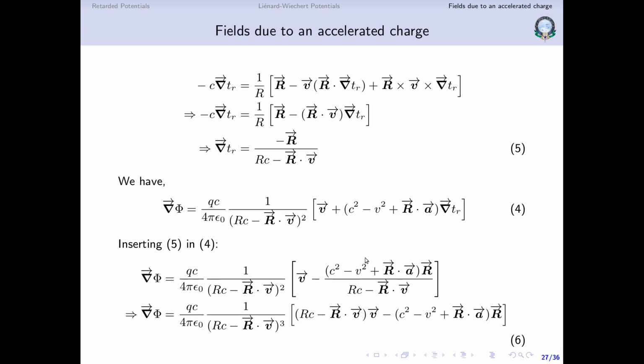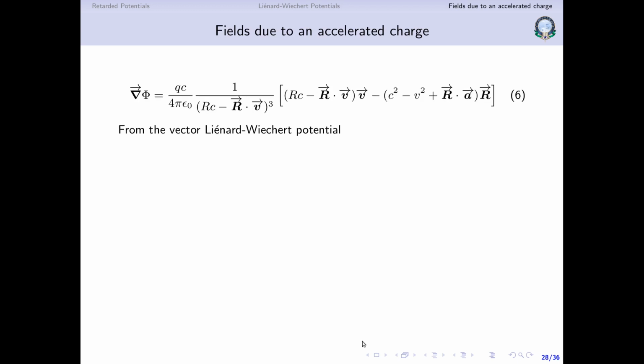From v, we subtract this term. So we have rc minus r dot v into v minus this entire thing into r, and this rc minus r dot v I take outside. Already there is a square, so this is going to be a cube. So we call this equation number 6. Okay, so we have got this gradient of phi.